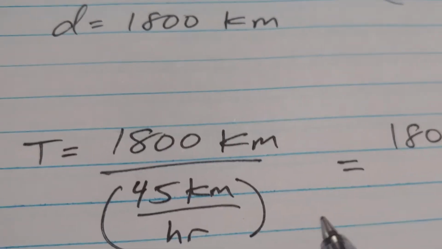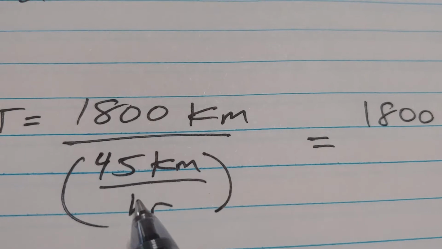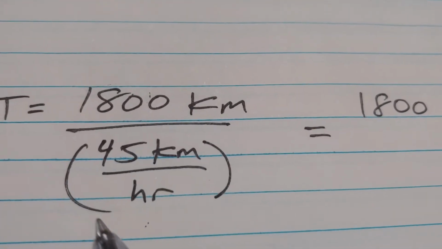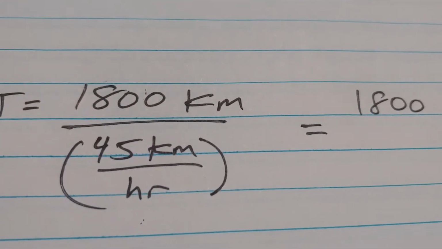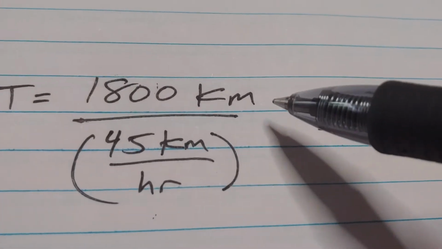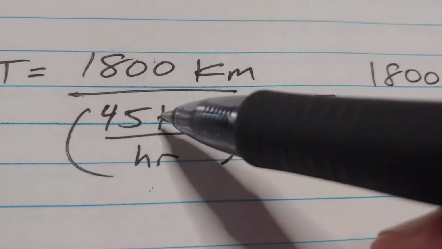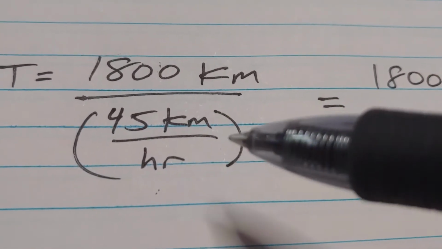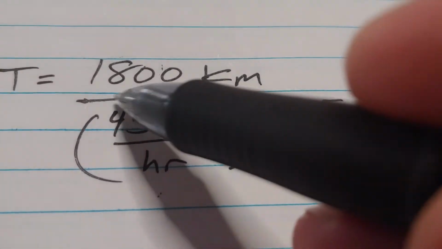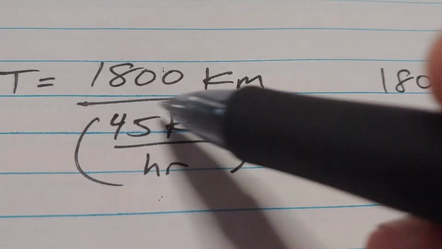You see, the problem is that we have a fraction inside of a fraction. So this is the numerator, the top number, and this whole thing is the denominator. But there's an easier way to break it down. This line means division. So instead of saying 1,800 kilometers over 45 kilometers an hour, another way to write it, or read it out loud, is 1,800 kilometers divided by 45 kilometers per hour. This means right here, divide by this.